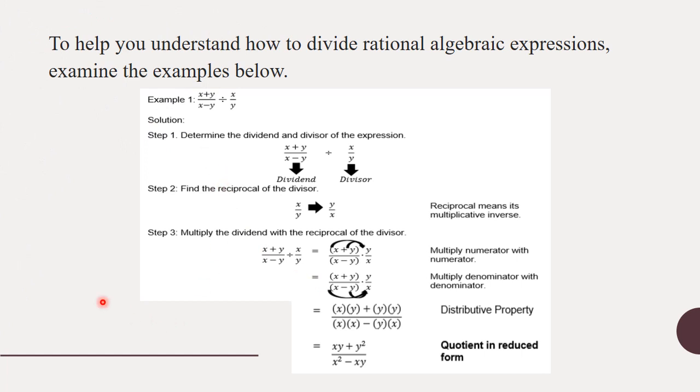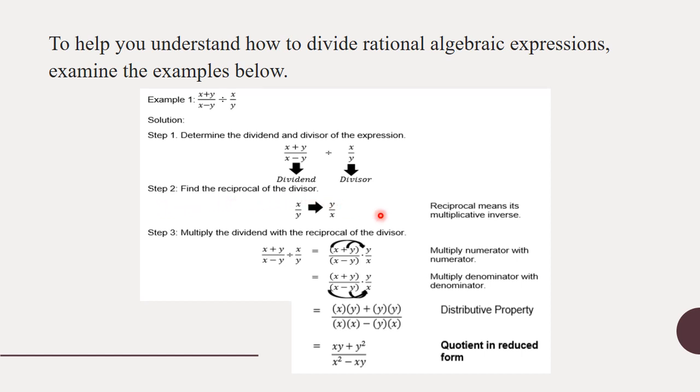To help you understand how to divide rational algebraic expressions, examine the example below. Example 1: we have x plus y all over x minus y divided by x all over y. Solution, step 1: determine the dividend and divisor of the expression. The dividend is x plus y all over x minus y, and the divisor is x all over y.